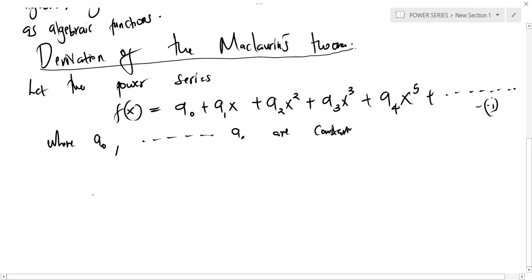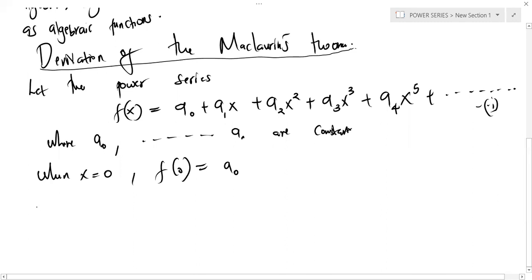Now, when x is equal to 0, and we replace that value in equation 1, what do we get? Replacing the value here, if we replace x with 0, we'll have that f of 0 is equal to a0.